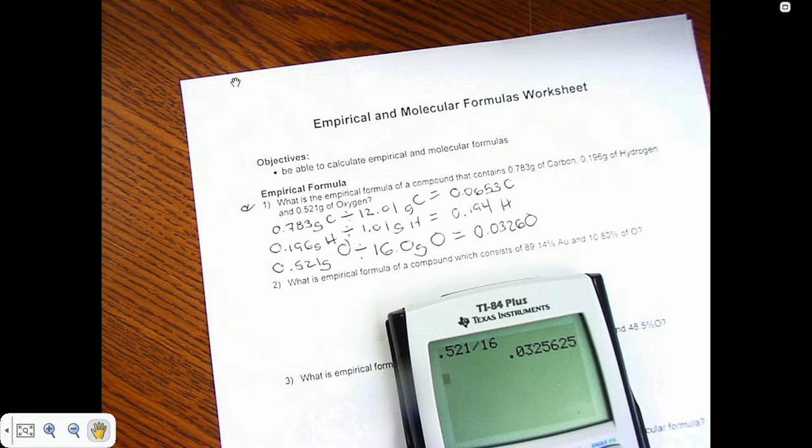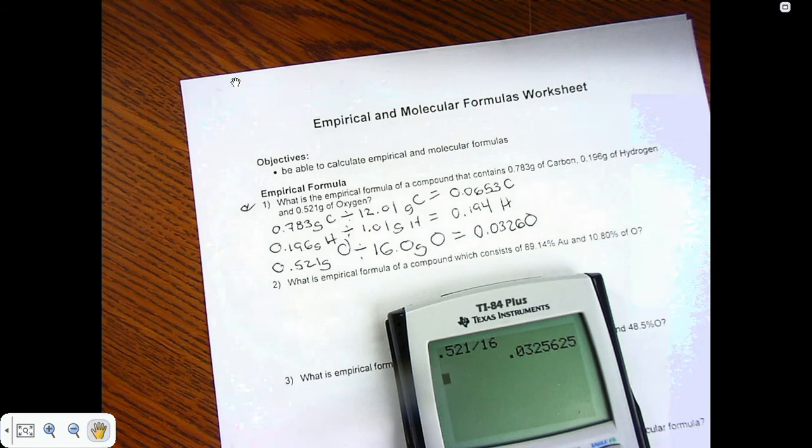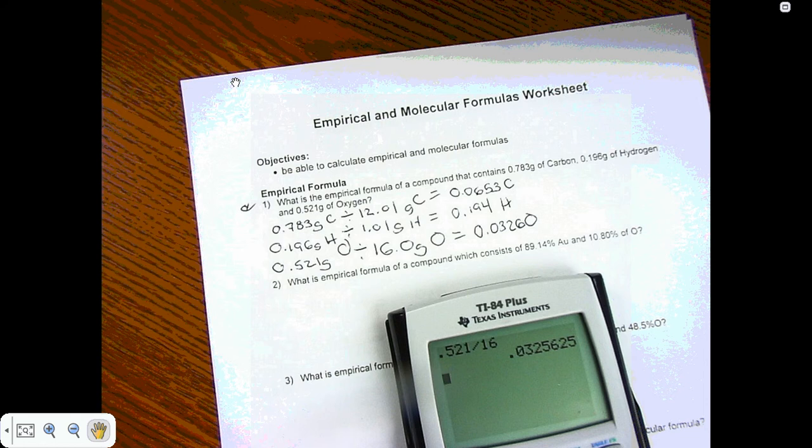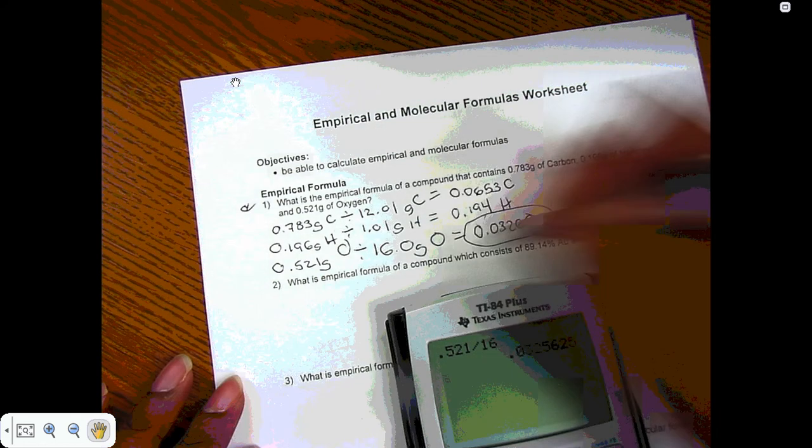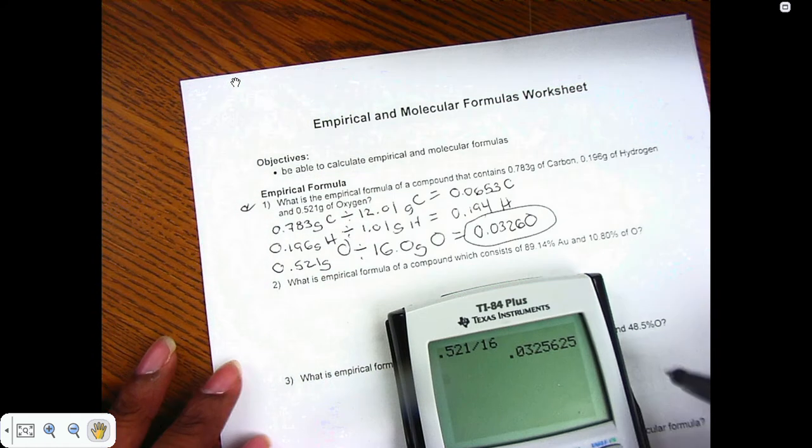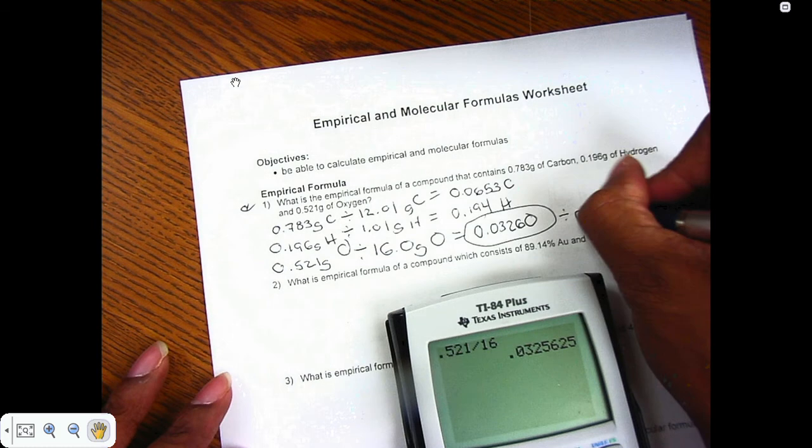Now, what we're going to look at is which one of these is the lowest number. The lowest of these is going to be this one. And so we're going to divide all 3 of them by that number. Here we got the identity function again.